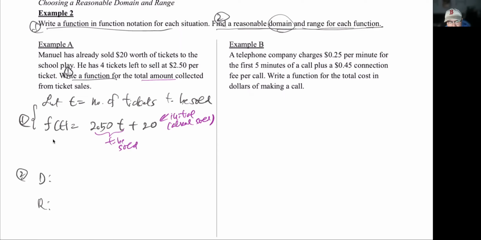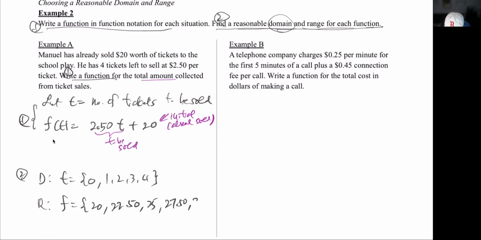So what is the smallest possible value of t? It's a 0, isn't it? And then you could sell anywhere all the way to all of them, which is 4. So if you didn't sell any more, you would have $20, right? If you sell one more, that's $2.50, $22.50, and another $2.50 more if you sell another one, $25, then add the same value again.